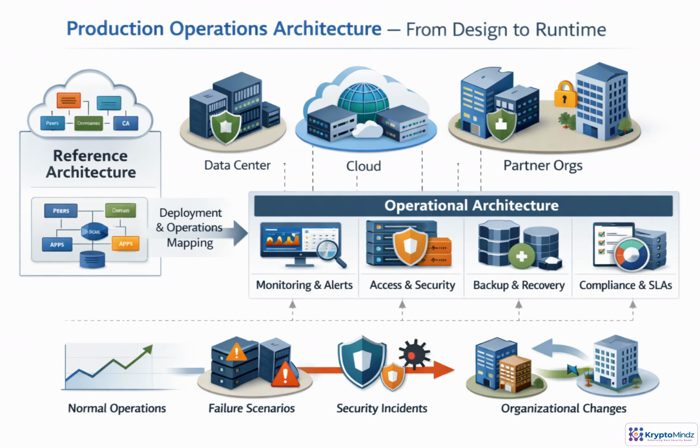A reference architecture becomes valuable when it is translated into runtime decisions. Operations architecture defines where Fabric services run, who owns them, how they are secured, and how reliability is measured. Peers, orderers, CAs, databases, ingress, monitoring, and backups all need clear control points. The goal is predictable operation across data centers, cloud platforms, and partner organizations, whether the network is handling normal load, failures, security incidents, or change.